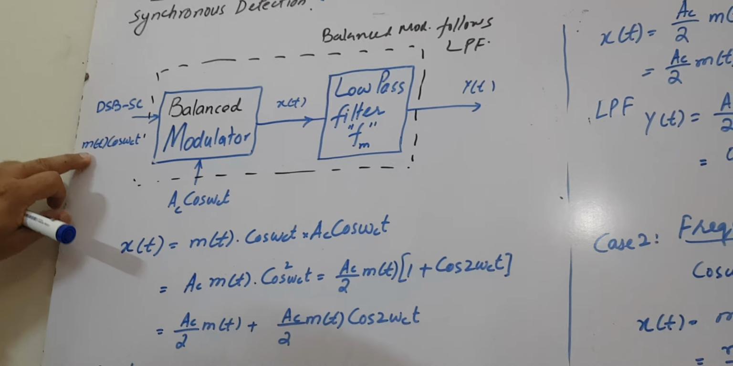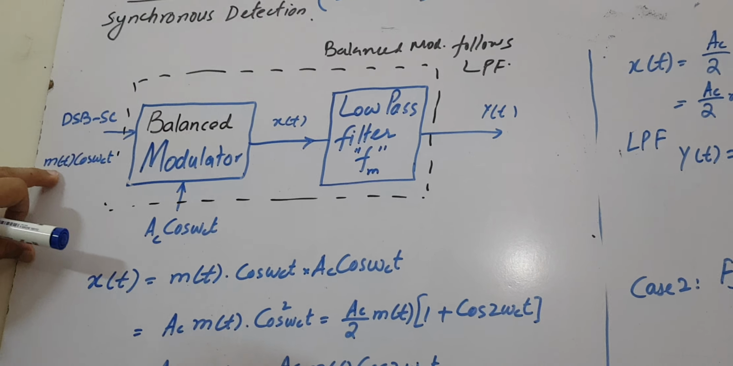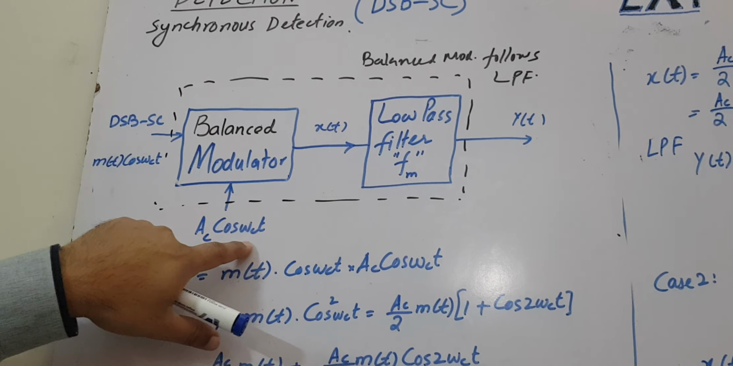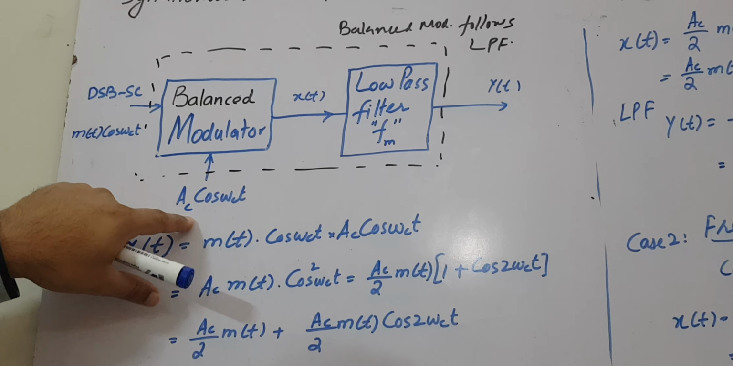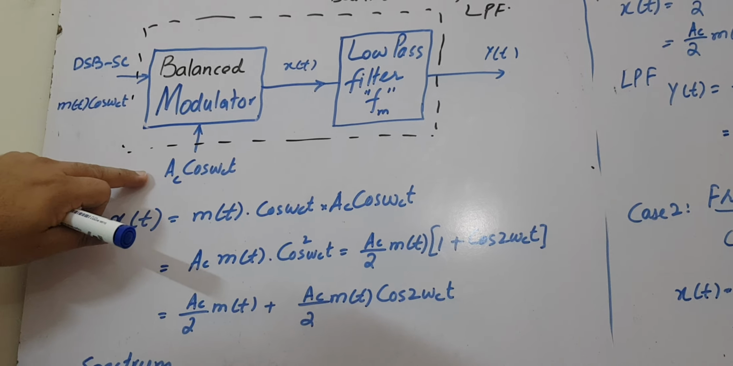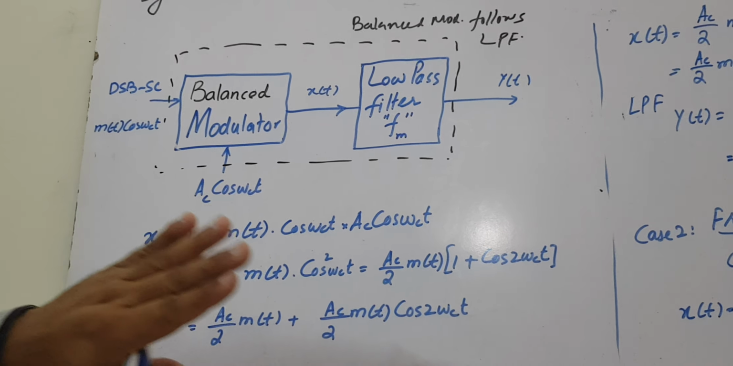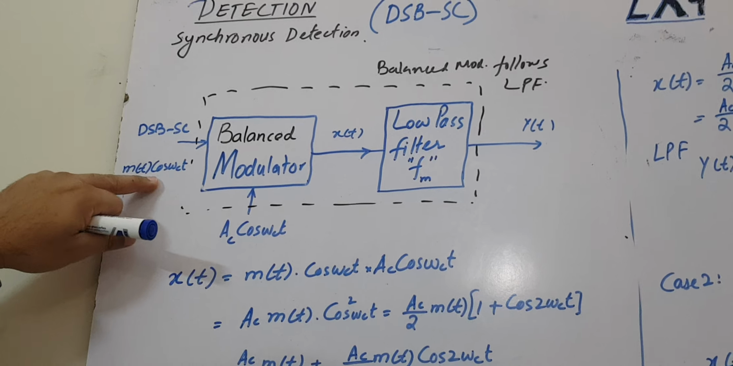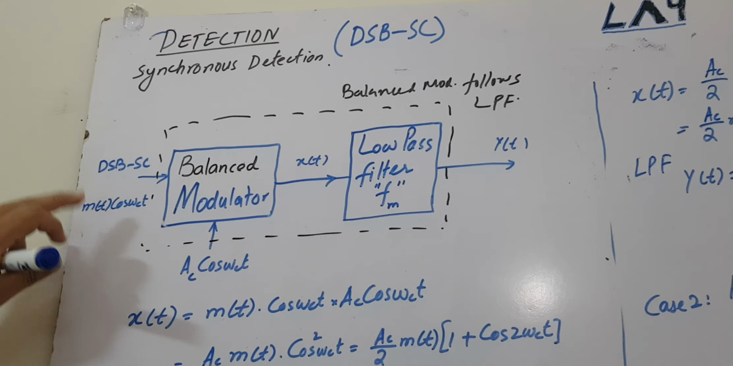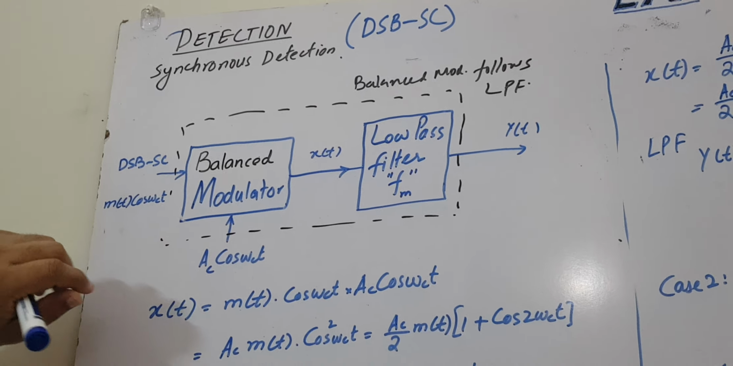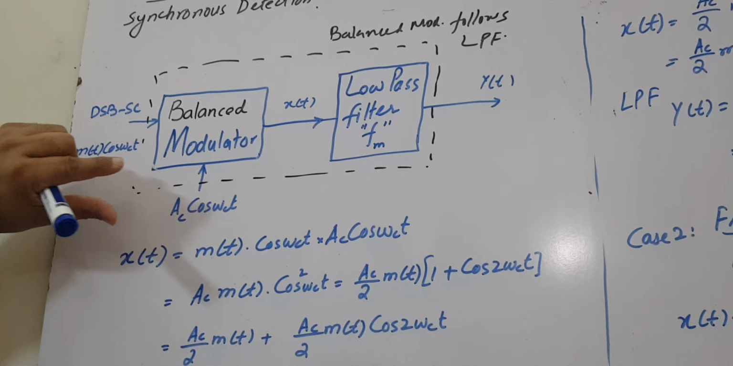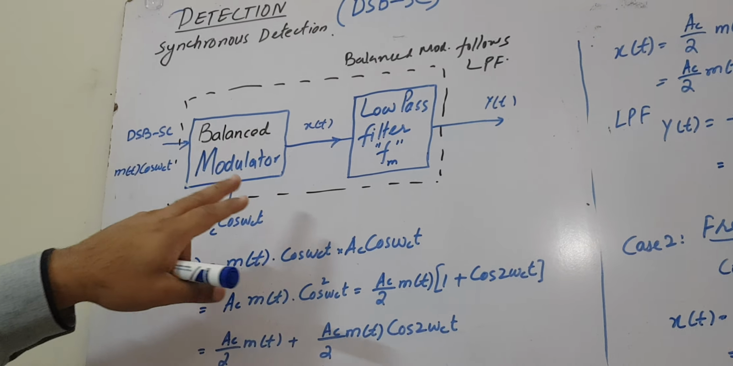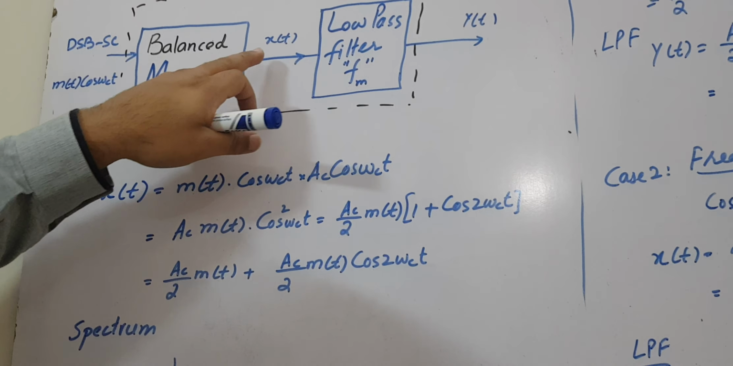That is the product of the message signal and the carrier signal. For synchronous detection, we have to locally generate the carrier signal, which is very well synchronized with the oscillator that was used at the transmission side, during the generation of the double sideband suppressed carrier. The synchronization should be perfect, which is why it is known as synchronous. And the output of the balanced modulator is x(t).